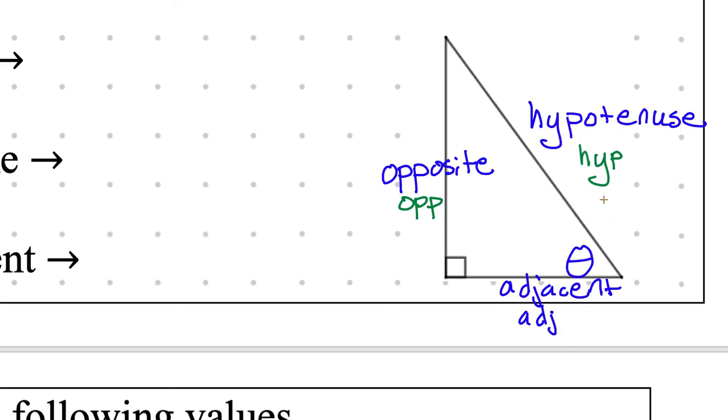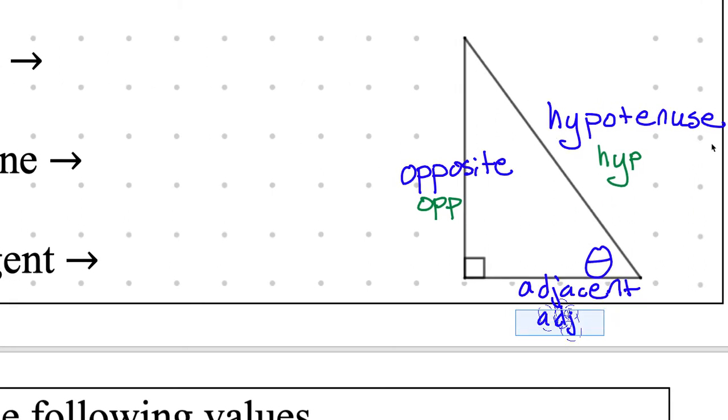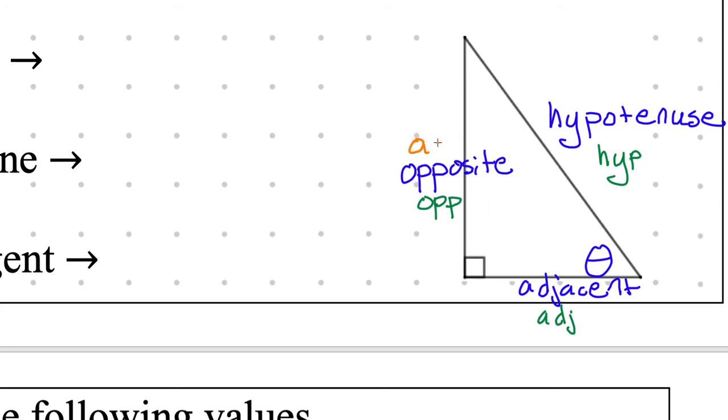And I should change that to green. I'll put what the synonym is for opposite. Opposite means across. So if you don't like opposite, you can think of across. I can spell across. And if you don't like the word adjacent, you can think of neighbor. N-E-I-G-H-B-O-R. There we are.